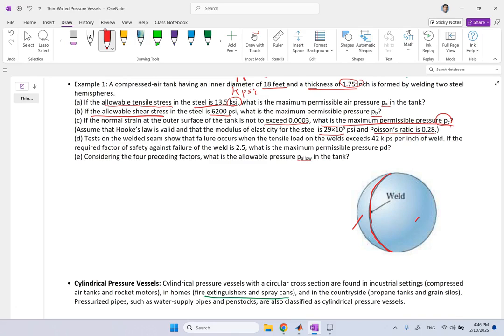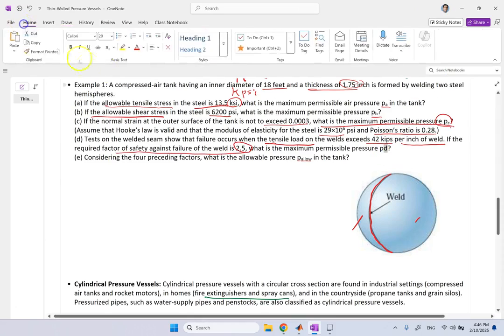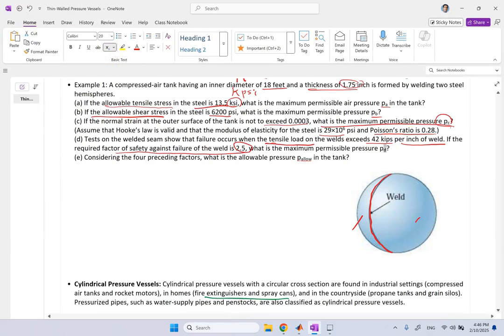D, if you have measured the strength of the welded bead, and you know that this weld bead cannot carry any tensile load more than 42 kilo psi per inch of the weld. Now, if the minimum safety factor for the weld is 2.5, how much is the maximum pressure here, P_D? And finally, considering all of these together, what is the final maximum allowable pressure?